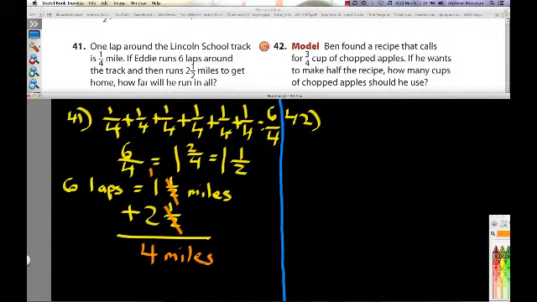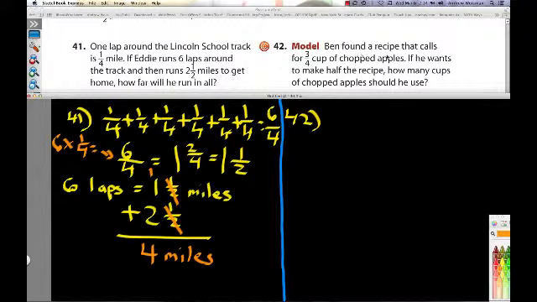The other thing you could have done up here is said, okay, I have 6 1/4, and I could have done 6 times 1/4, which would have given you the same thing, 6/4, and you could have carried it from there. Now I'm going to work on our second one, number 42.